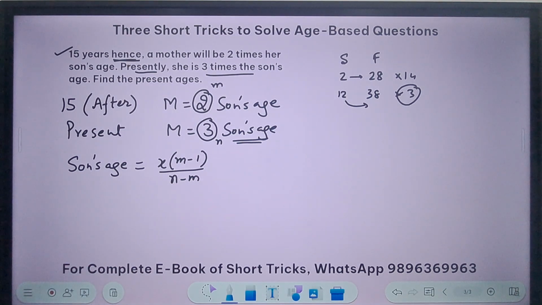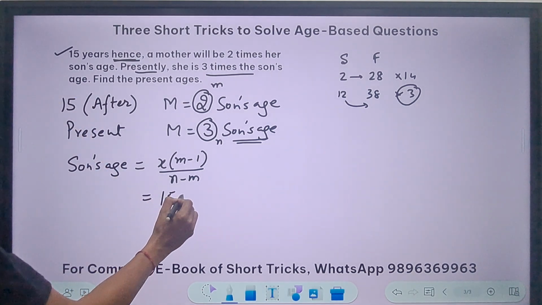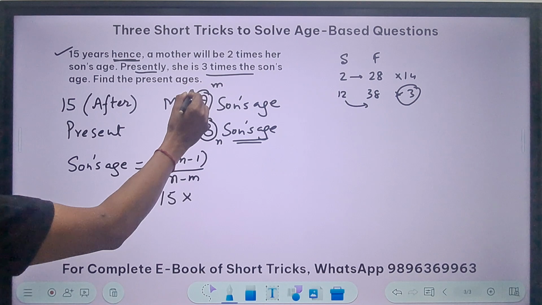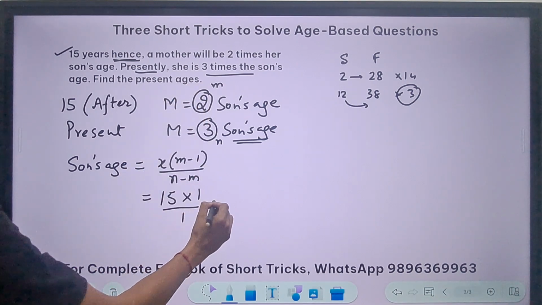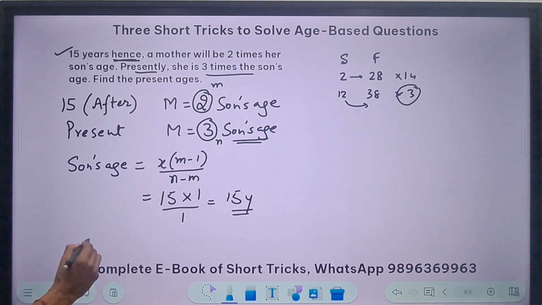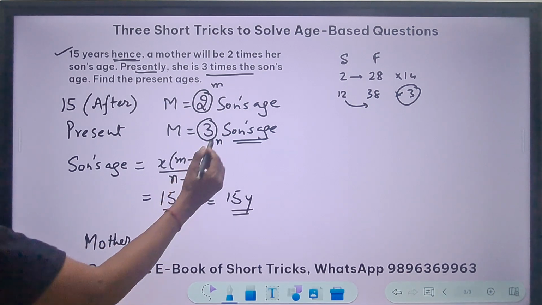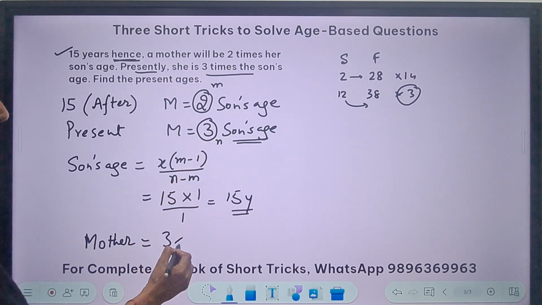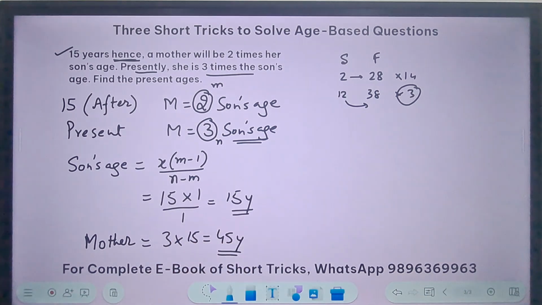So what is the answer for the question? This is 15, right? 15 times m minus 1, m is 2, so 2 minus 1, 1, and the difference between these two, that is also 1, so son's age is 15 years, and therefore mother's age will be 3 times the son's age. So 3 times 15, that is 45 years, right? Now similarly we can solve one more question.